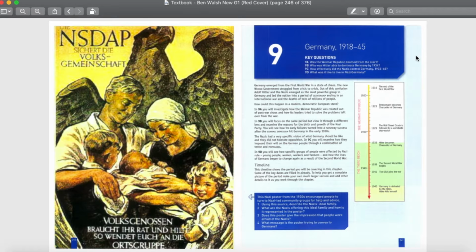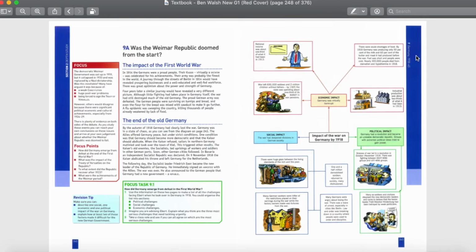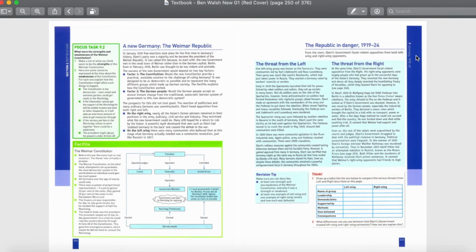So the depth study pages in the Ben Walsh book are a good place to start, but by no means will that be enough to get an A-star either in coursework or paper 4.